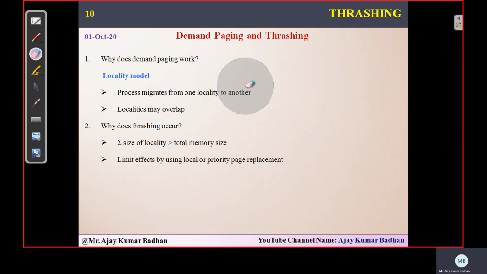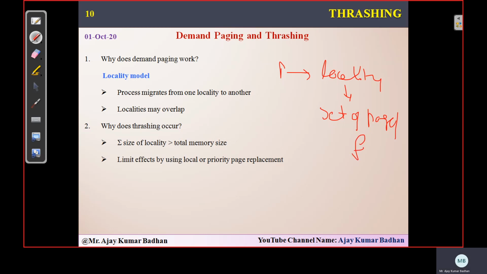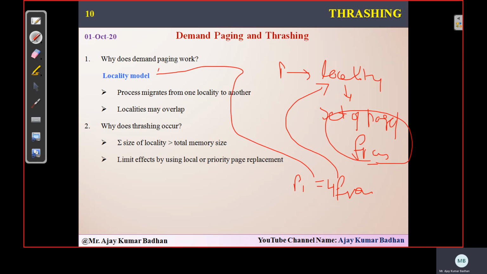Every process will go through this particular locality model. A locality model is a set of pages or frames that are used together in order to execute. Like, as I told, the process P1 is given 4 frames. These 4 frames are what we call the locality model.